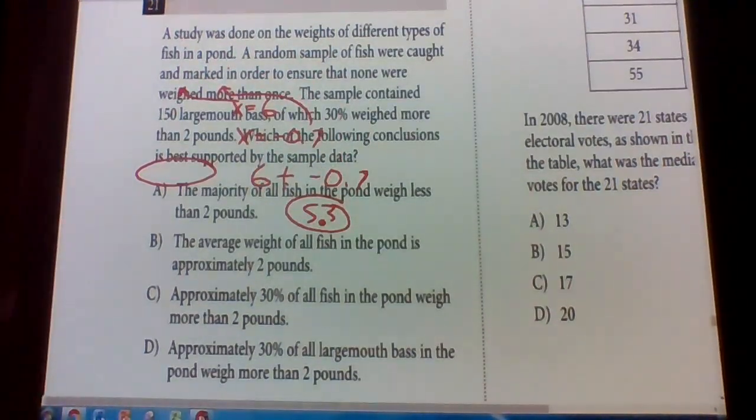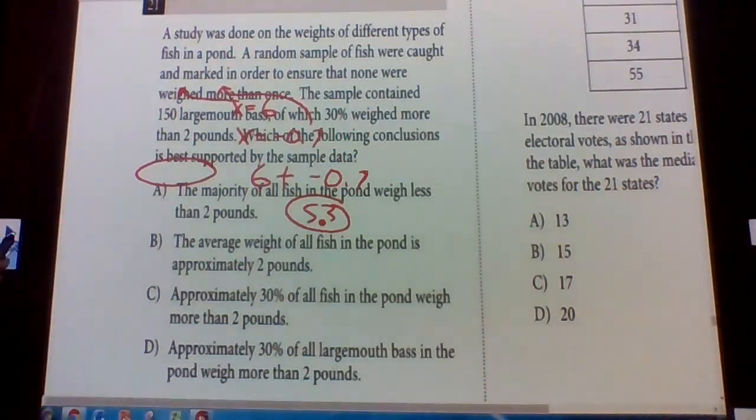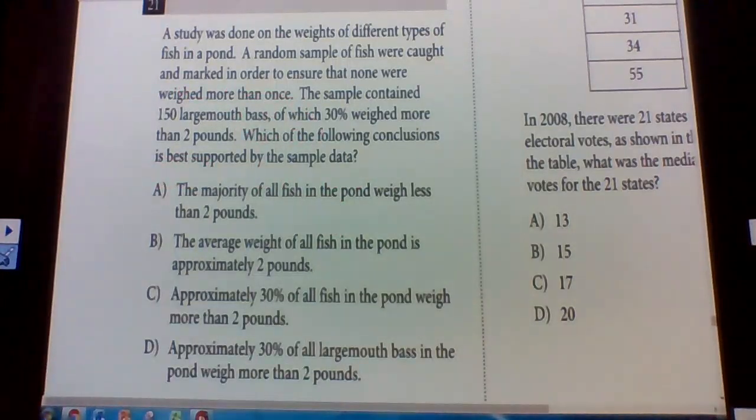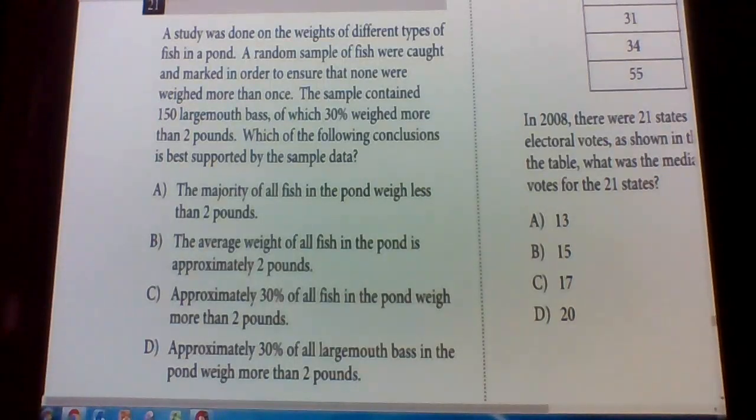Okay, a study was done on the weights of different types of fish in a pond. A random sample of fish were caught and marked in order to ensure that none were weighed more than once. The sample contained 150 largemouth bass, of which 30% weighed more than 2 pounds. Which of the following conclusions is best supported by the sample data?